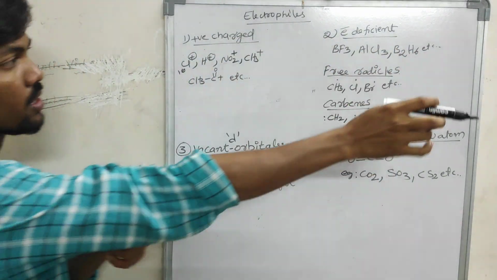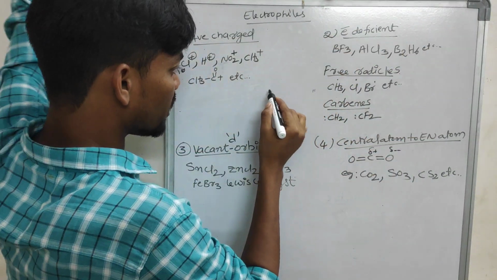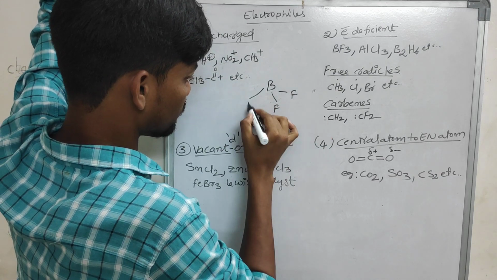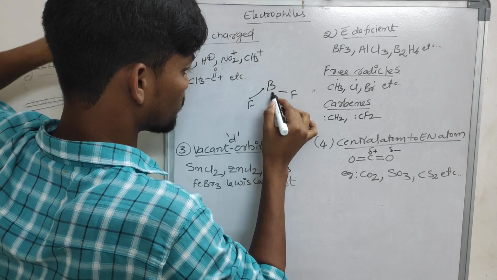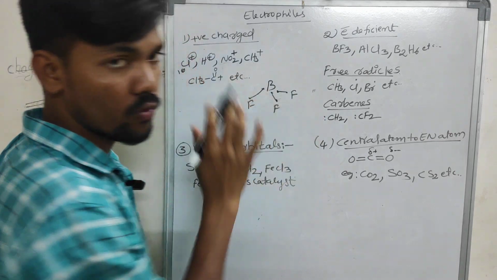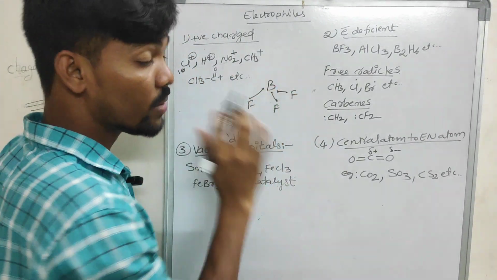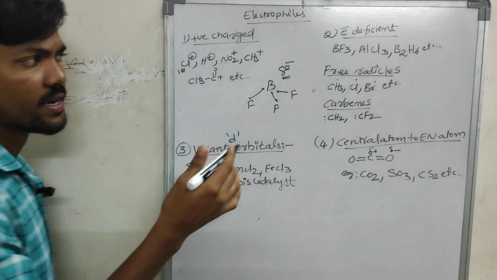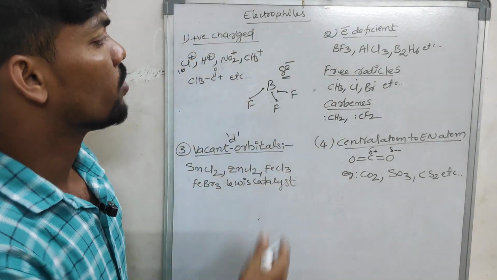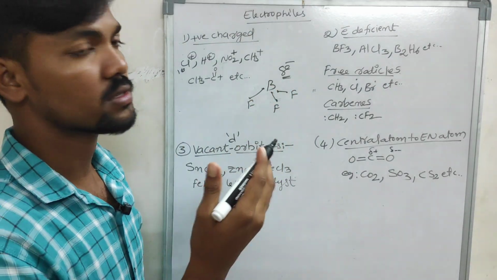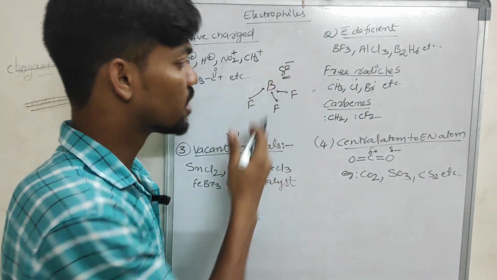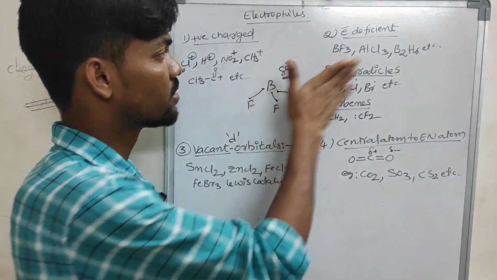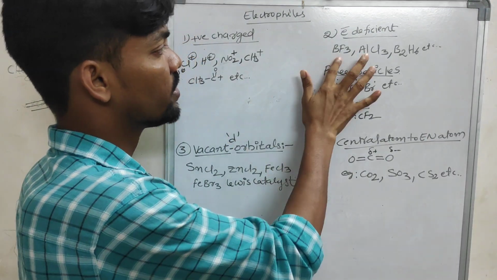Now tell me, BF3: write the structure here. How many electrons are there? 6 electrons are attached to boron. But how many electrons should be there? 8 electrons should be there; if 8 electrons are there, it is octet rule configuration. Here it has fewer electrons, so it is electron deficient, not electron rich. That's why we can call it electron deficient.